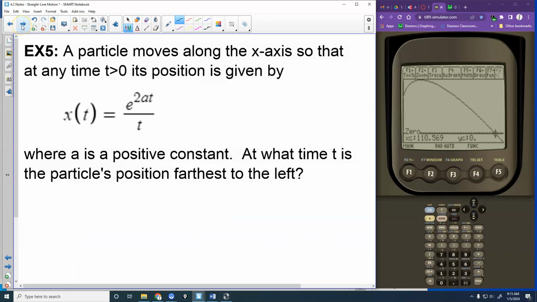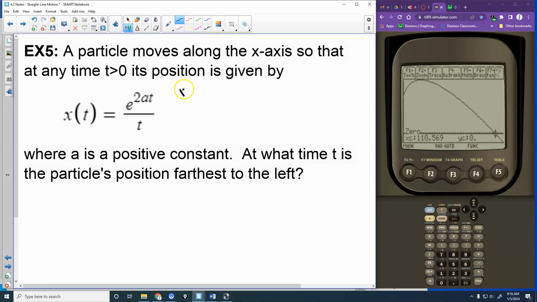All right, let's look at this next one. It's hard. Okay, similar question. This time it's furthest to the left. We're looking at a particle moving on the x-axis, so that at any time t is greater than 0, its position is given by this equation. Now, this one gives us position. It does not give us velocity. We need to know velocity to know which direction this particle is moving. So the first thing we're going to have to do for this is find the derivative here.